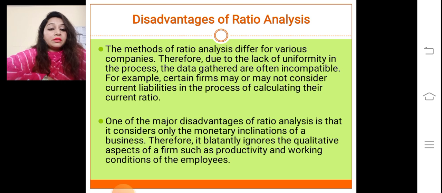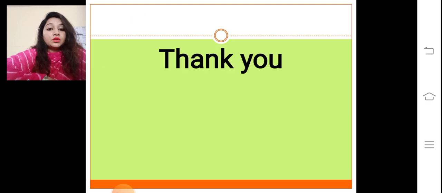One of the major disadvantages of ratio analysis is that it considers only the monetary inclination of the business. Therefore, it ignores the qualitative aspects of the firm, such as productivity and working conditions of the employees. So these are some of the limitations of ratio analysis.